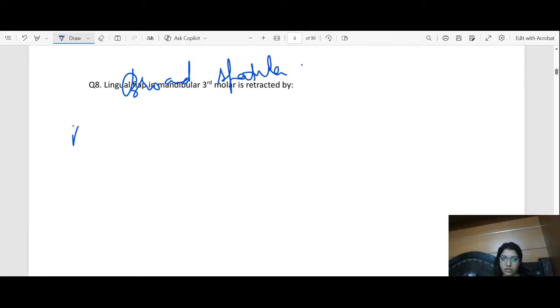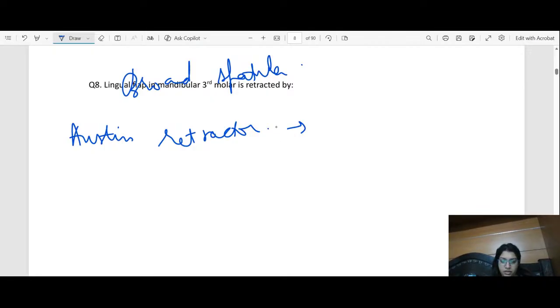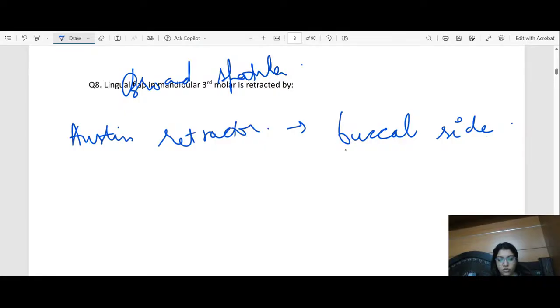Now, option 1, Austen retractor, is used for reflecting the mucoperiosteal flap on the buccal side. Okay, not the lingual side, so the buccal side, for retracting the flap so that the bone can be visualized and the mesiobuccal bone guttering can be done around the third molar. Next option, the Howard's retractor can be used for retracting the lingual flap because of the close proximity to the lingual nerve in relation to the impacted third molar.